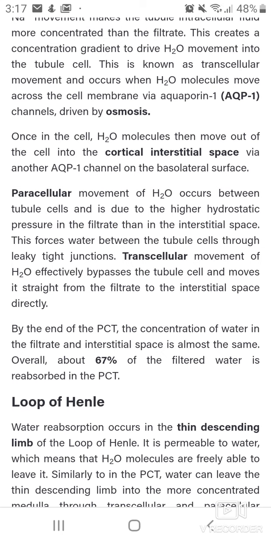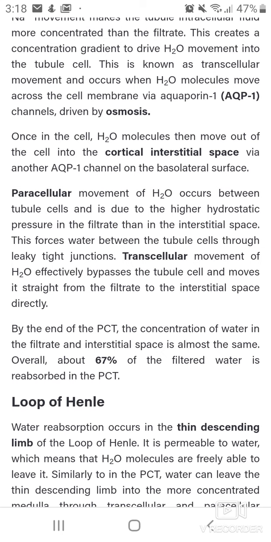Next, once in the cell, H2O molecules move out of the cell into the cortical interstitial space via another AQP1 channel on the basolateral surface. Paracellular movement of H2O occurs between tubule cells and is due to the higher hydrostatic pressure in the filtrate than in the interstitial space. This forces water between the tubule cells through the leaky tight junctions. Paracellular movement of water effectively bypasses the tubule cell and moves it straight from the filtrate to the interstitial space directly.